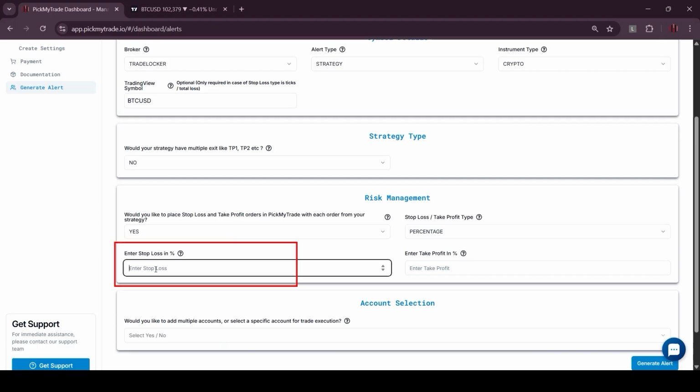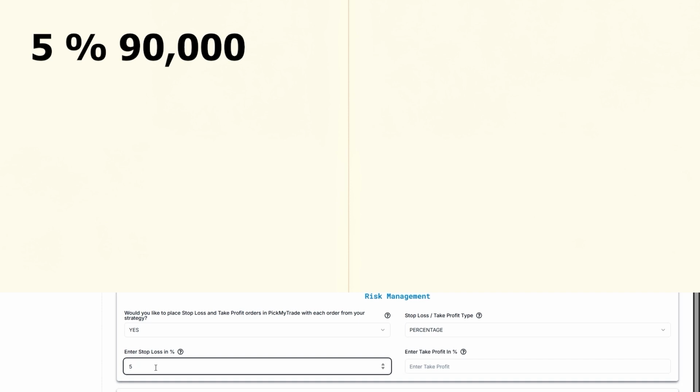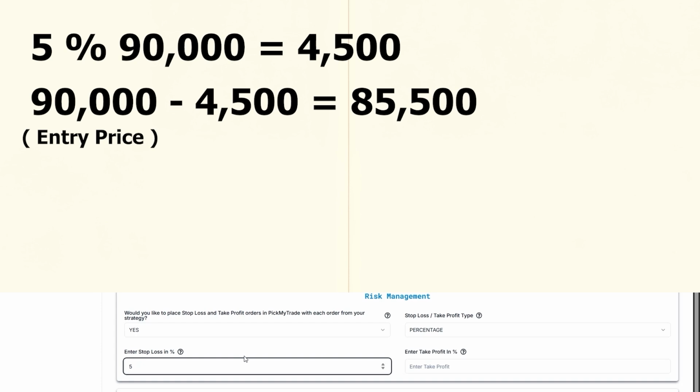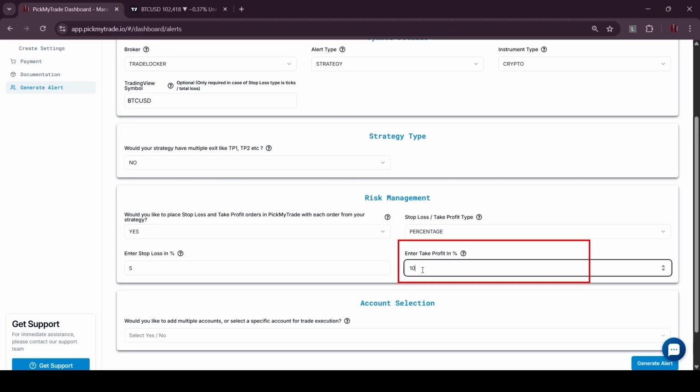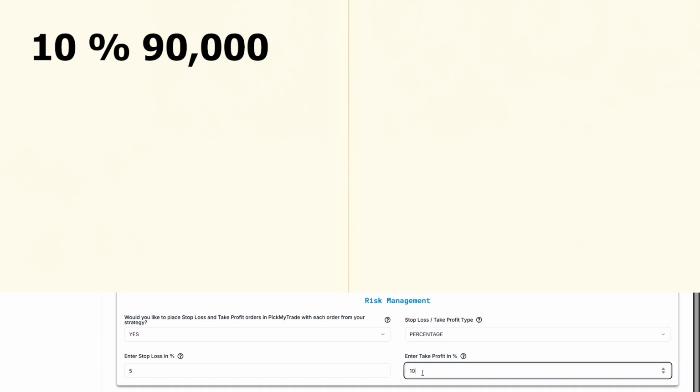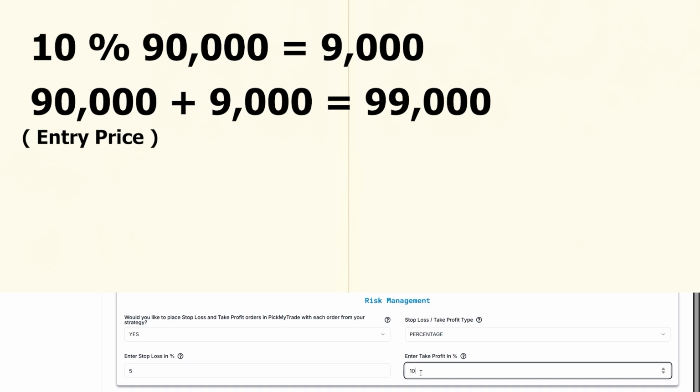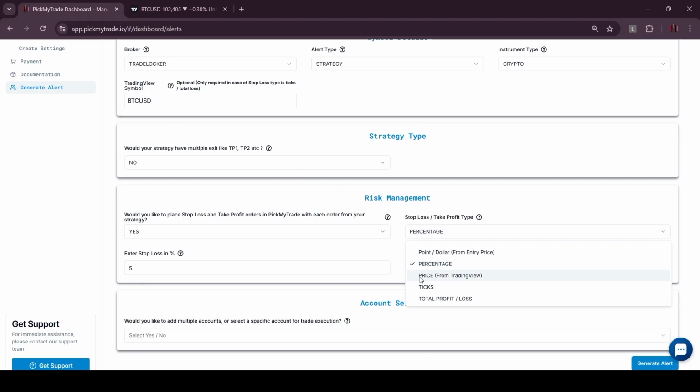Here in stop loss, I have entered 5. So the calculation goes like this: it will calculate 5% of 90,000, which is 4,500. So, according to the formula, 90,000 minus 4,500 will be 85,500. Similarly, if I enter 10 here, then it will calculate 10% of 90,000, which is 9,000. So, according to the formula, 90,000 plus 9,000 will be 99,000. Next, we have the option of price.